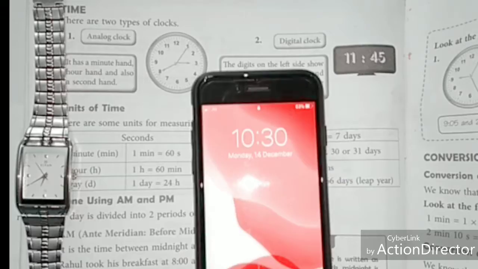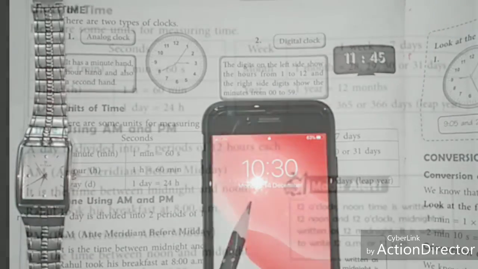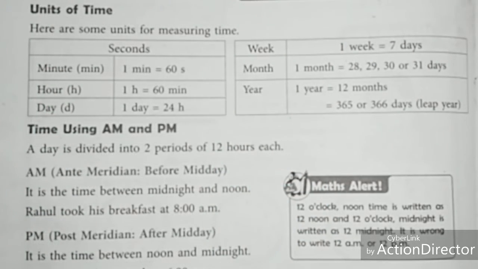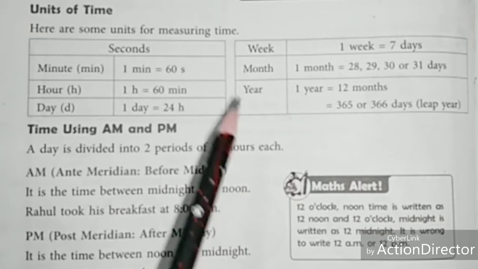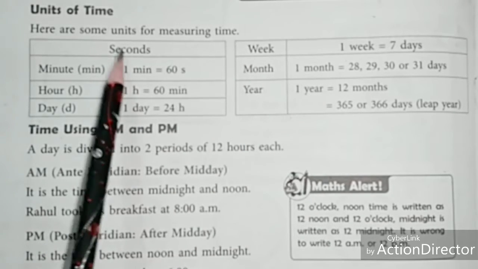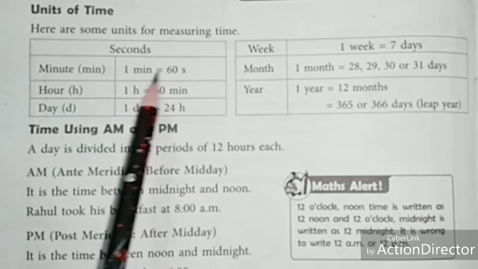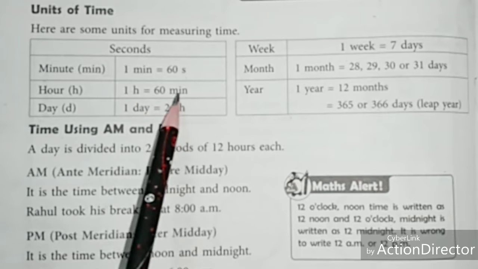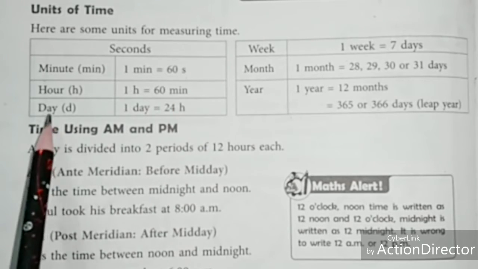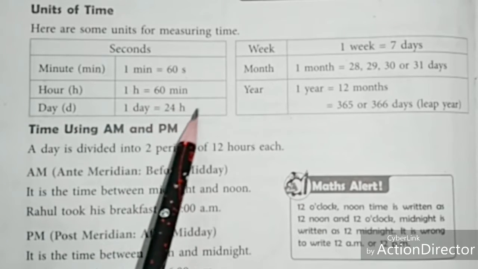Like this clock. Now units of time. Here are some units of measuring time. Seconds. 1 minute equals 60 seconds, 1 hour equals 60 minutes, and 1 day equals 24 hours.